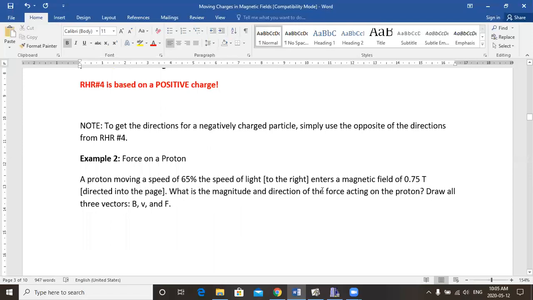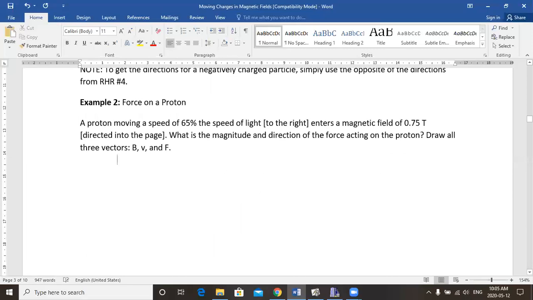A proton is moving at 65% the speed of light to the right, enters a field of 0.75 Tesla into the page. What is the magnitude and direction of the force acting on the proton? And we will get the vectors. So first of all, the speed is 65% or 0.65 the speed of light, which is c. Now c is a constant, and that value is 3.0 times 10 to the power of 8 meters per second. So that is the speed of light, c. Make sure you are aware of that.